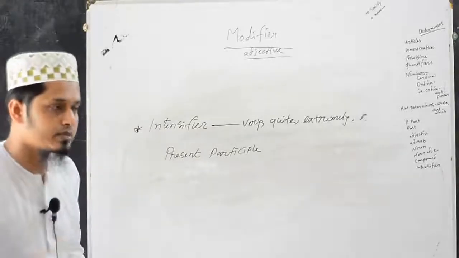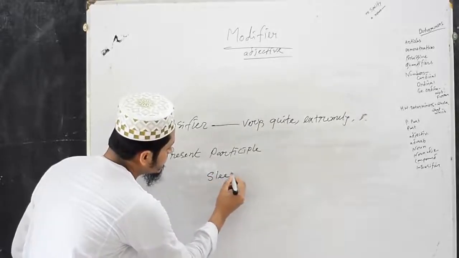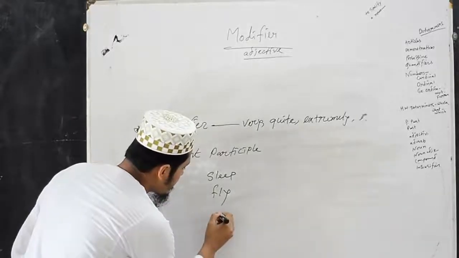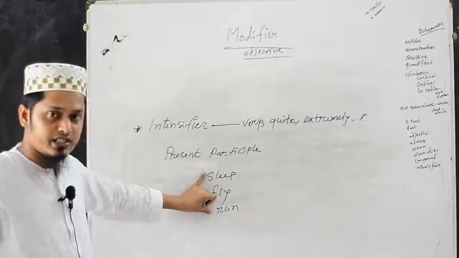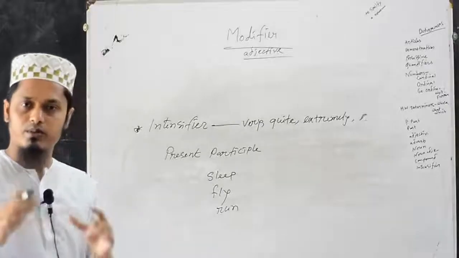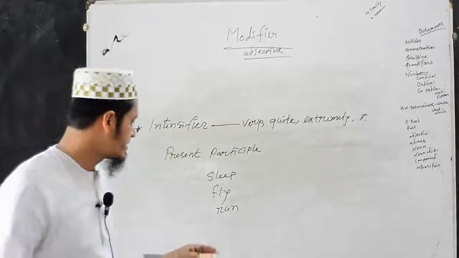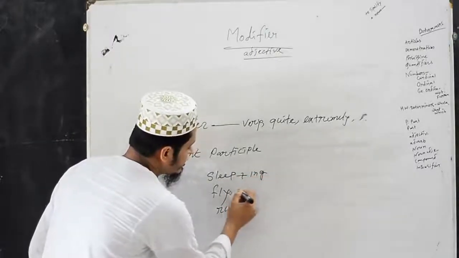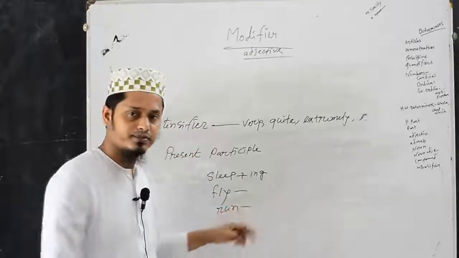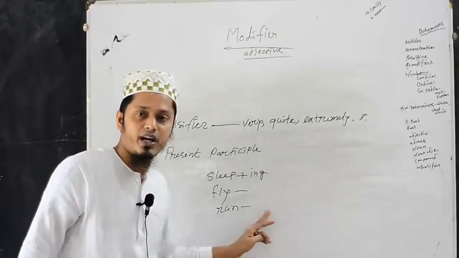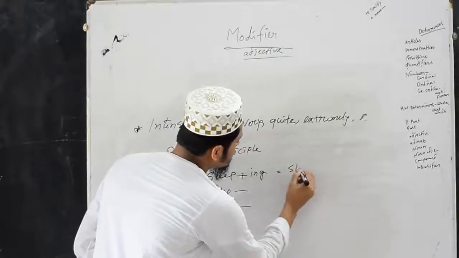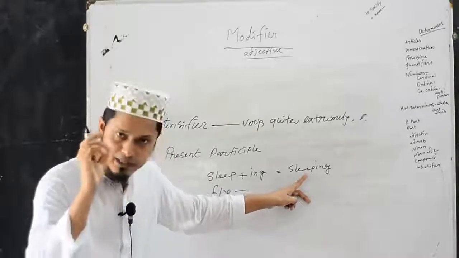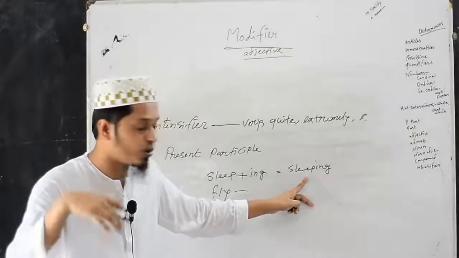Actually, what's the present participle? Sleep, fly, run. I have written here three words. Sleep is the base form of a verb. Fly is the base form of a verb. Run is the base form of a verb. If I add ing: sleeping, flying, running. This is the appearance of a present participle and also a gerund.